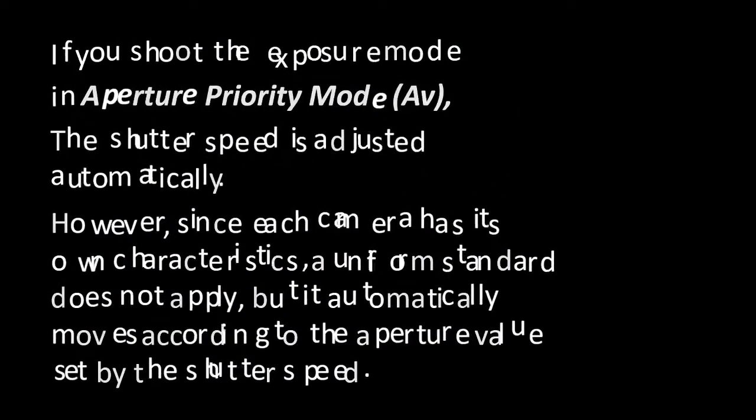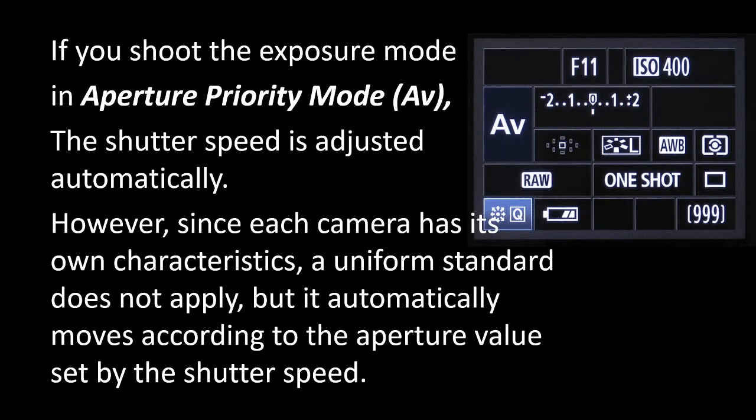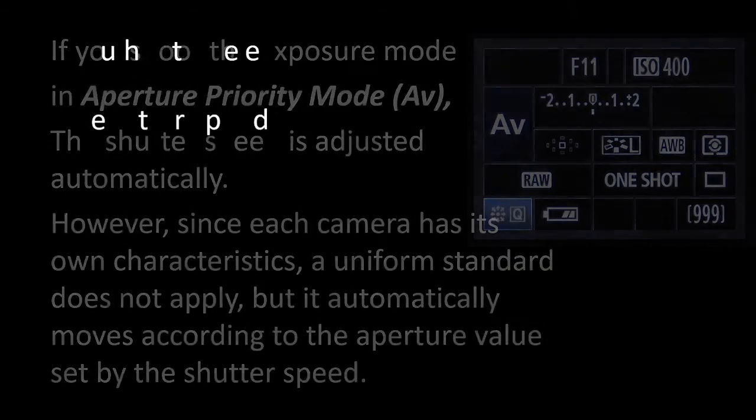If you shoot the exposure mode in aperture priority mode, the shutter speed is adjusted automatically. However, since each camera has its own characteristics, a uniform standard does not apply. But it automatically moves according to the aperture value set by the shutter speed.